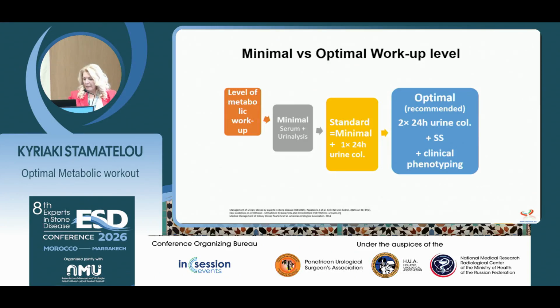And this is just an idea of no metabolic workup to the left, and minimal metabolic workup, which is just serum and one urinalysis, standard metabolic workup, which is minimal plus a 24-hour urine collection, and what I'm going to present and elaborate on, which is the optimal metabolic workup, which includes 2 24-hour urine collections, plus the supersaturation calculation, plus the clinical phenotyping.